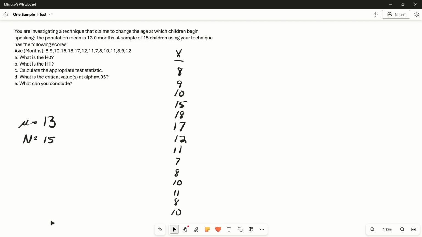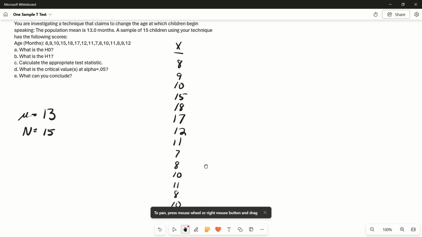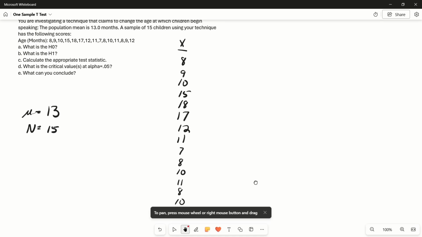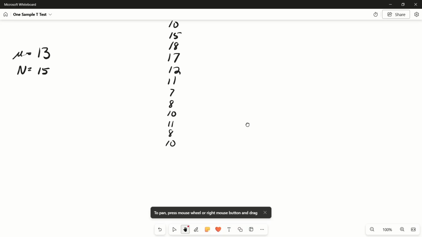Gonna have to move this a bit. Let's move this a bit to finish off the column here. This is going to be our sum of x. So we're going to add this whole column up. And when you add this whole column up, I get 165.